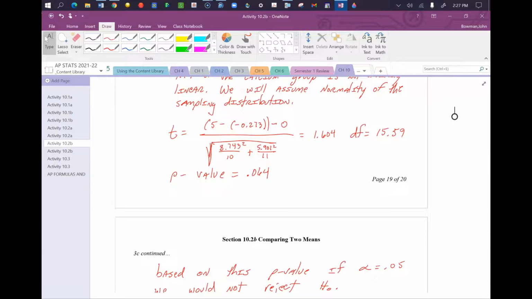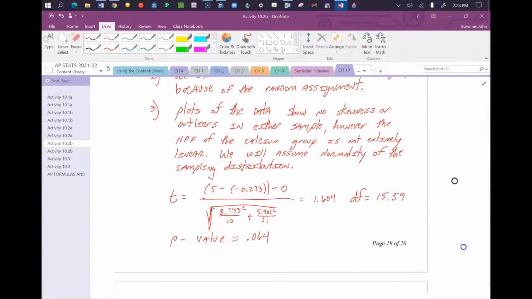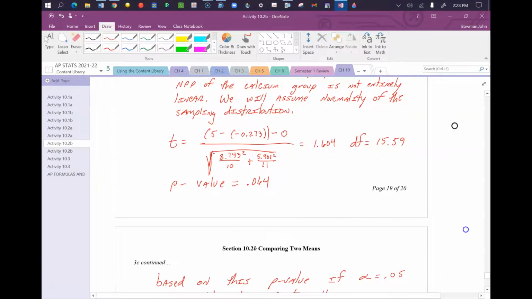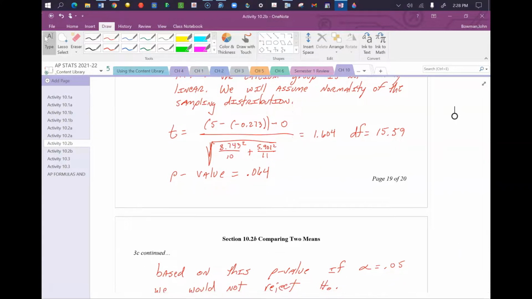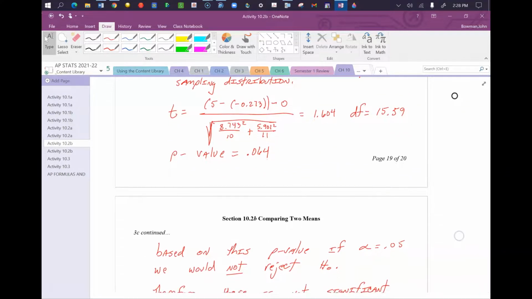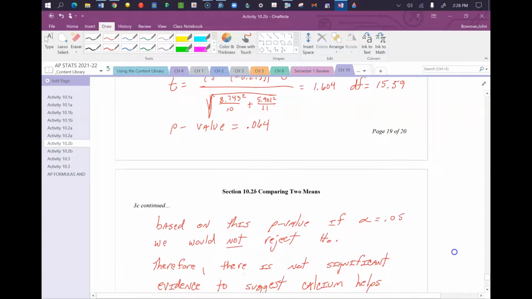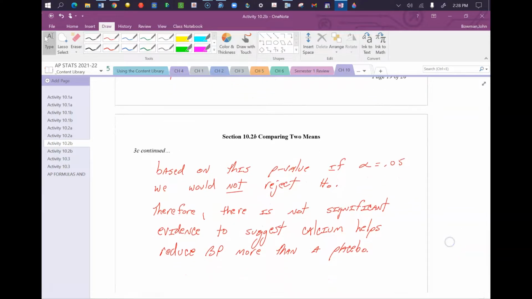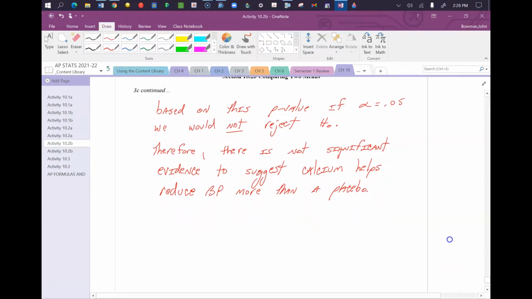We go ahead and calculate the test statistic: the sample mean from the calcium group minus the sample mean from the placebo group, minus the hypothesized difference of 0, divided by the standard error. We get a test statistic of either 1.604 or negative 1.604 with 15.59 degrees of freedom, and a p-value of 0.064. So this seems to be some evidence that the calcium treatment works, although it's not less than our typical alpha value of 0.05. So based on this p-value, if alpha is 0.05, we would not reject the null hypothesis.